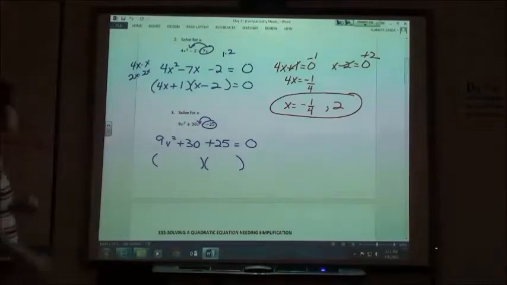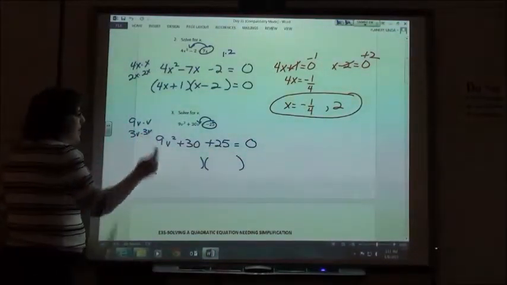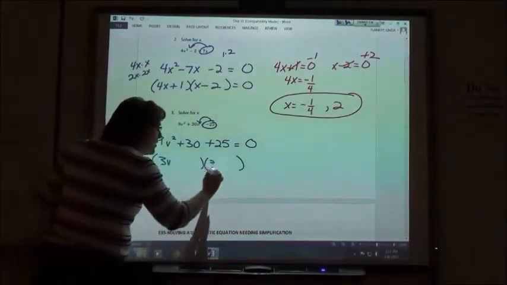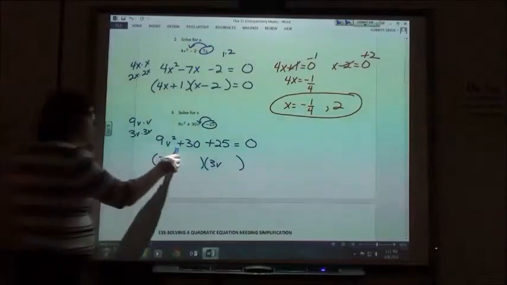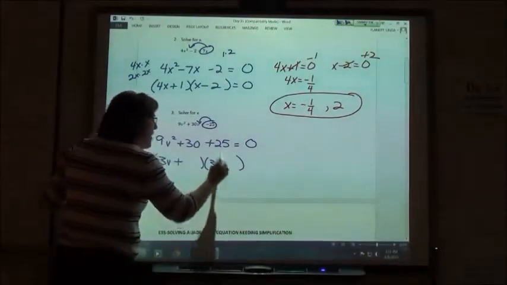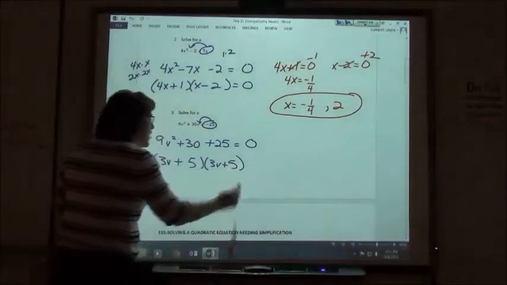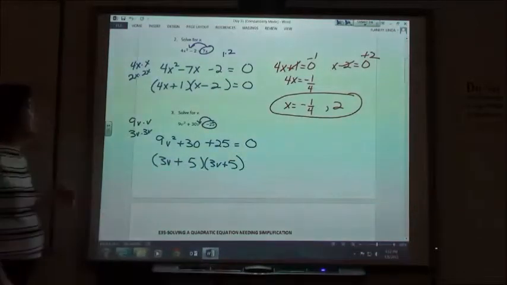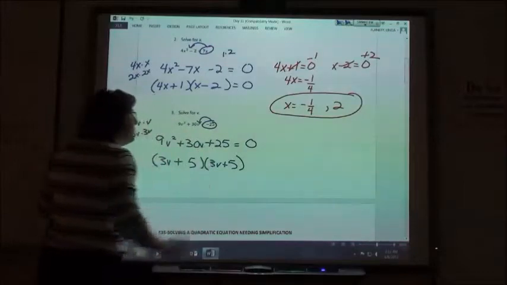Now I have 9v squared. It could be 9v and v, but it might be 3v and 3v. Normally when I've got a big number, I do the 3v and the 3v first, and then if I need to, I'll switch it to the 9 and the 1. Both of my signs are going to be pluses, since both of these are pluses. Factors of 25, probably 5 and 5. Checking that out, I'm going to get 15v plus a second 15v, and 15v plus 15v is 30v. I forgot to put my v on there.